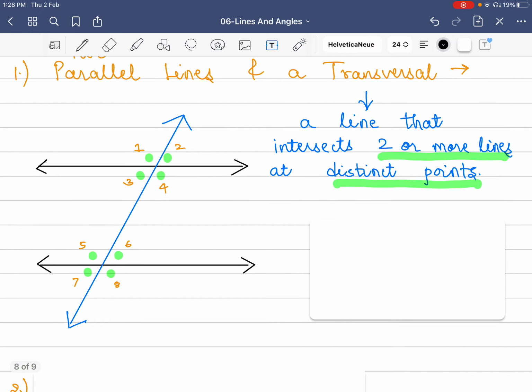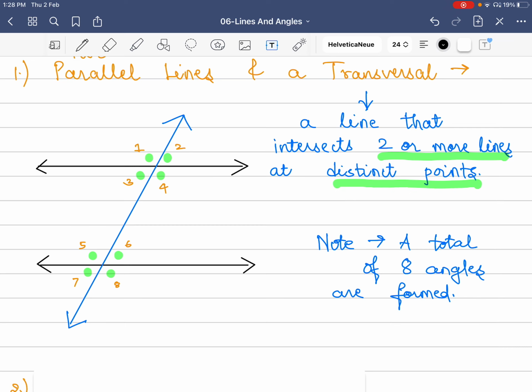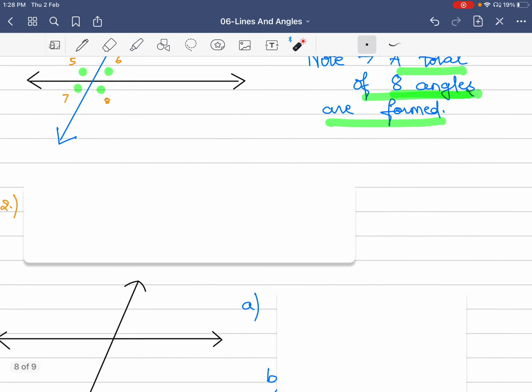As of now, the point that we wanted to make was this one. Note. So let's note this point. A total of 8 angles are formed. That was our observation. A total of 8 angles are formed. Okay, so now let's move ahead.